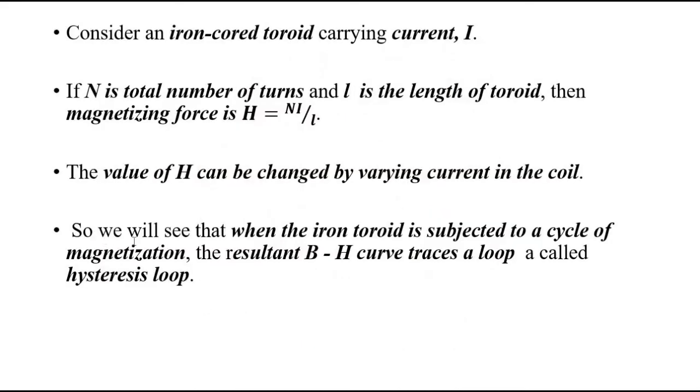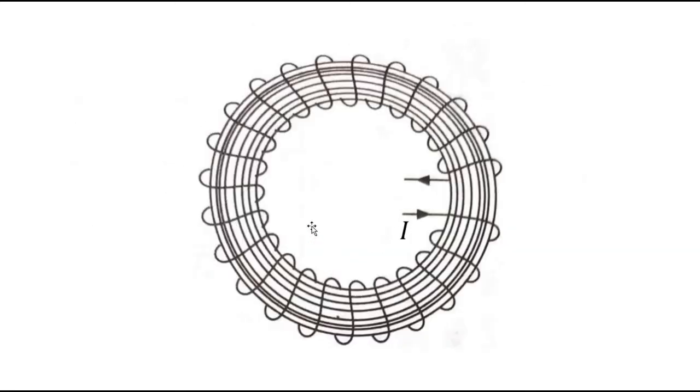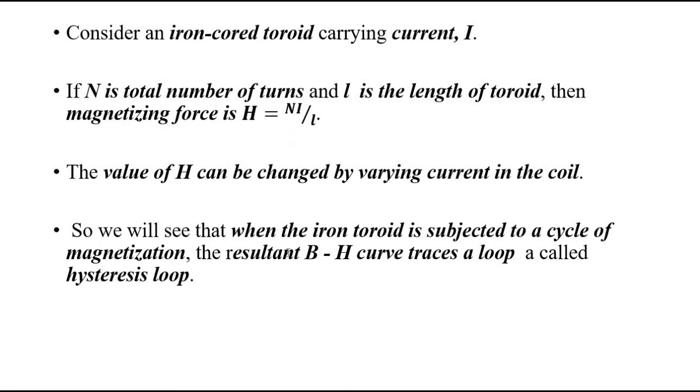So this iron core toroid is subjected to a magnetization cycle by changing the magnetic intensity or magnetic force H, which is Ni by L, that is, by changing the current. So this BH curve, or the plot between the magnetic flux density through the coil and the magnetic force which is given to it, the magnetization force that is given to it, that loop or that curve is called the hysteresis curve or hysteresis loop. So it looks something like this.